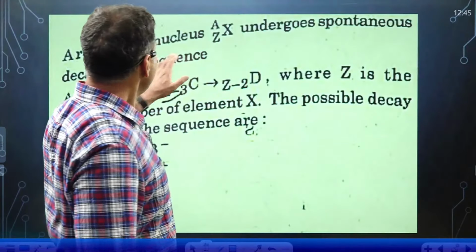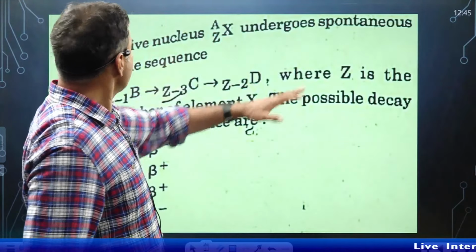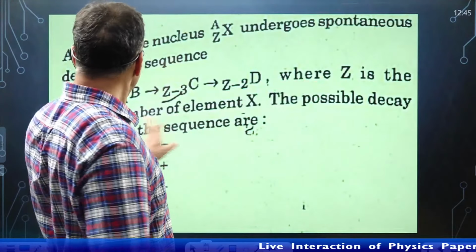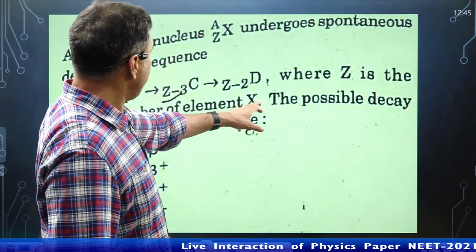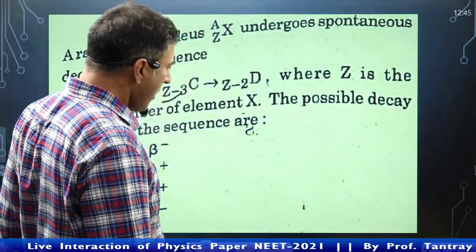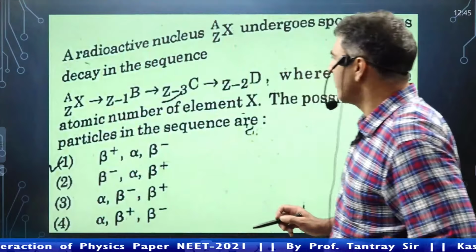Question. A radioactive nucleus X with mass number A and atomic number Z undergoes spontaneous decay in this sequence, where Z is the atomic number of element X. The possible decay particles in the sequence are. See how to solve this question.